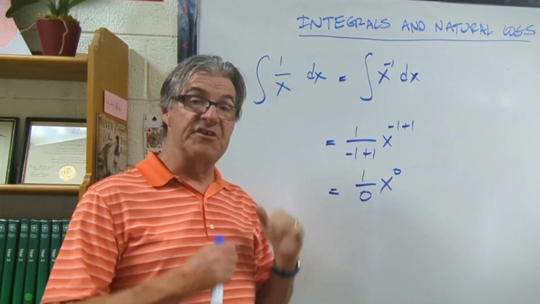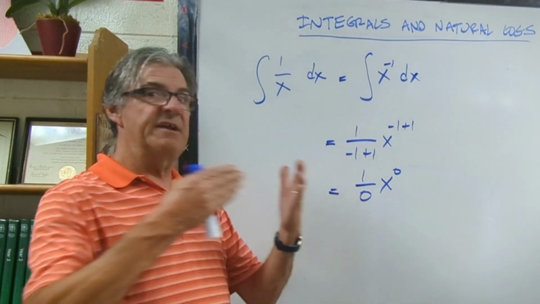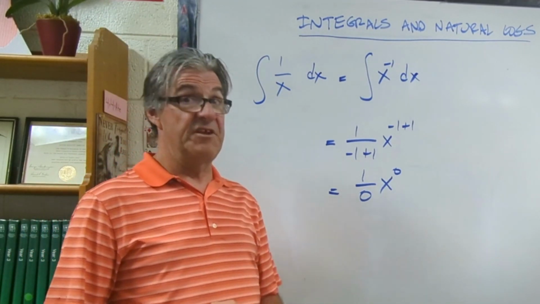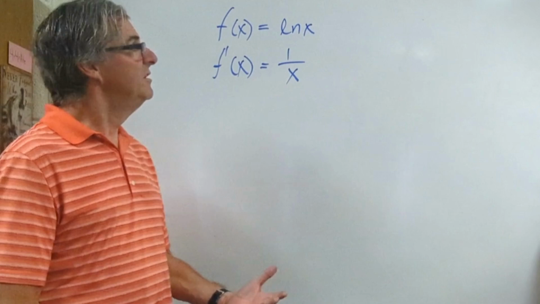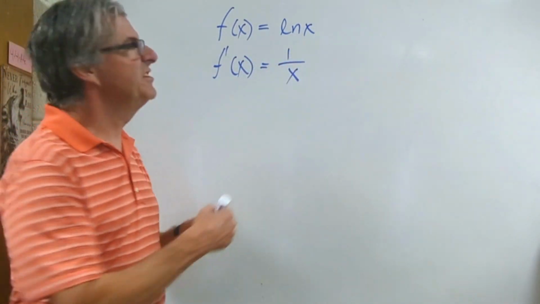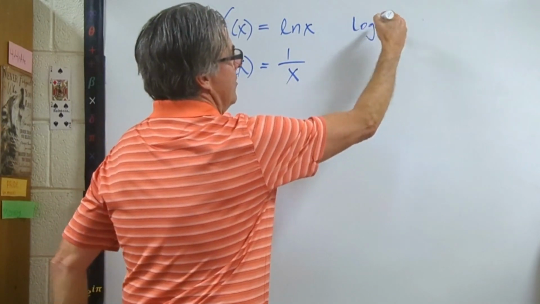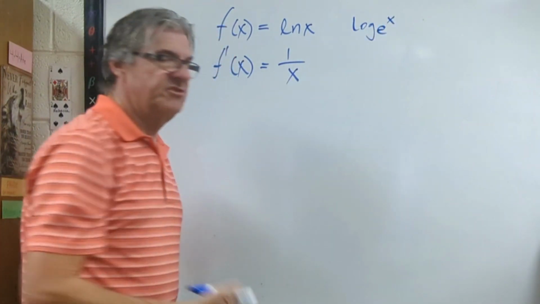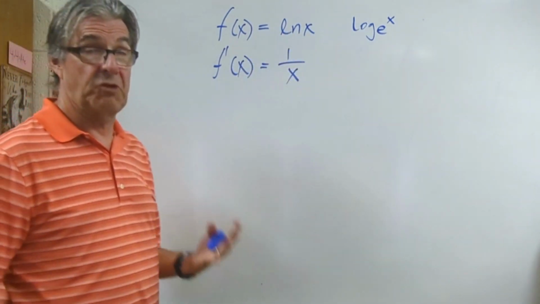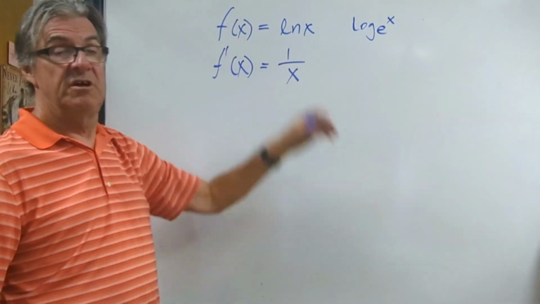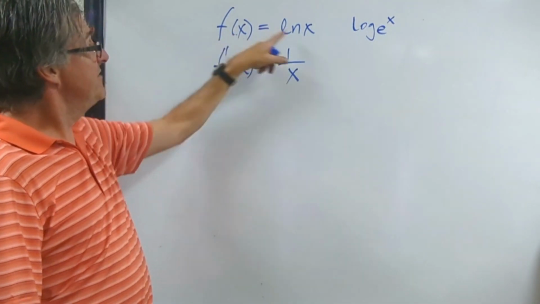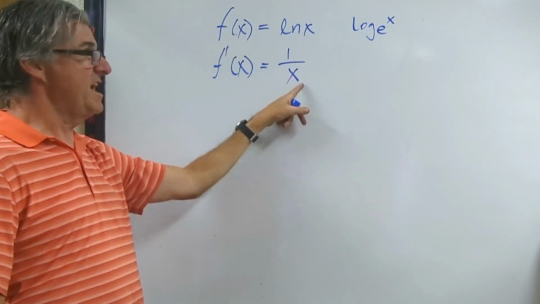So let's take a look at how this really works by a little bit of a journey back to when we took derivatives of the natural log. Okay, here we go. Remember when we had f of x equals the natural log of x. Remember, this is log base e of x. We use it often enough that we have a special notation: natural log of x. In our derivative unit, chapter 5, we found that the derivative of the natural log of x is 1 over x.